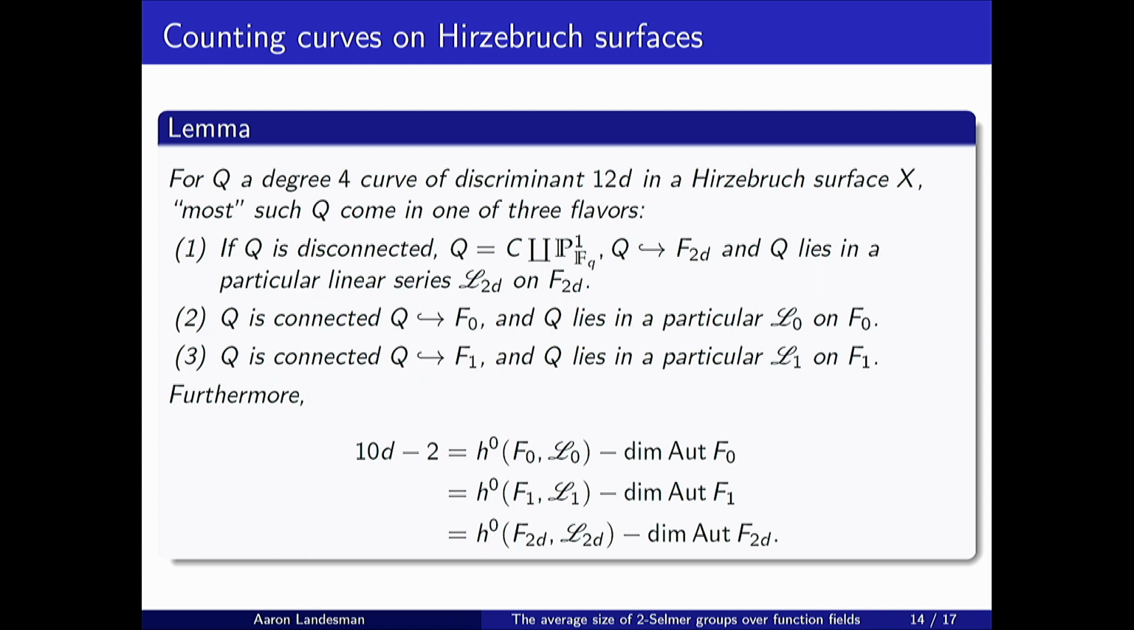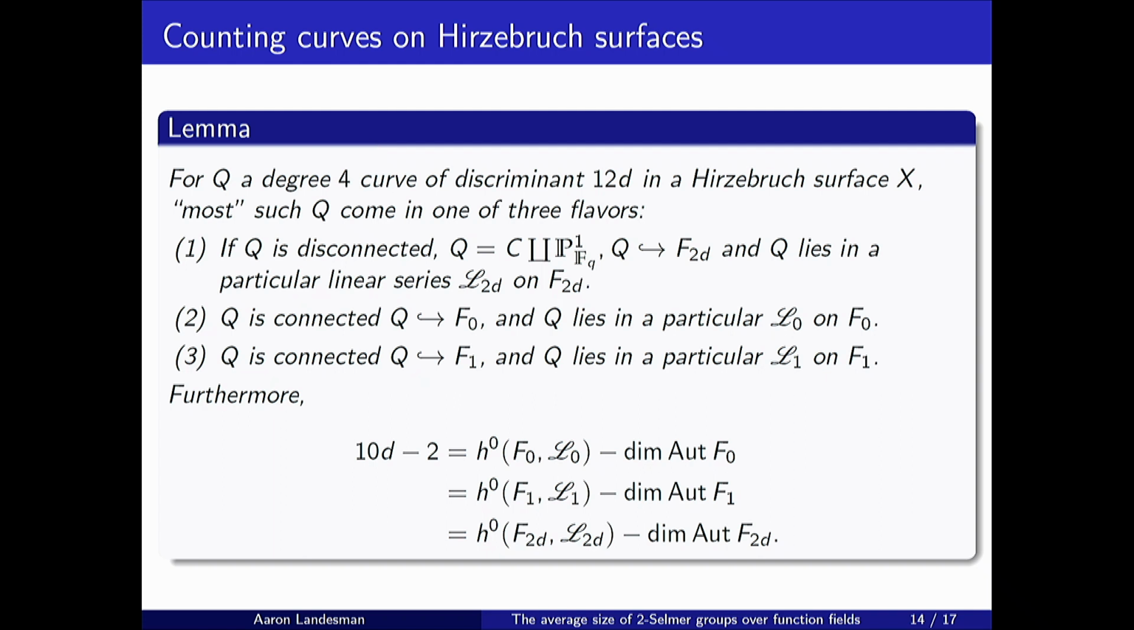So what this lemma says is, if you look at degree 4 curves inside Hirzebruch surfaces, there's 3 types of them. The first type is the trivial type, which is coming from these degree 3 curves union a P1. So these are the disconnected type. If the curve is disconnected, it will always be, or most of the time be, a degree 3 curve union a copy of P1. And further, all of these lie in a particular linear system on a particular Hirzebruch surface.